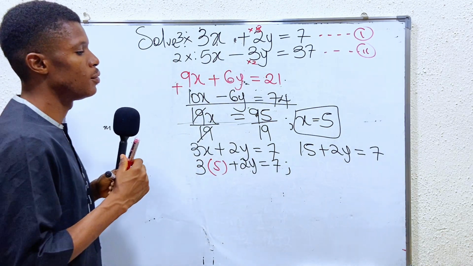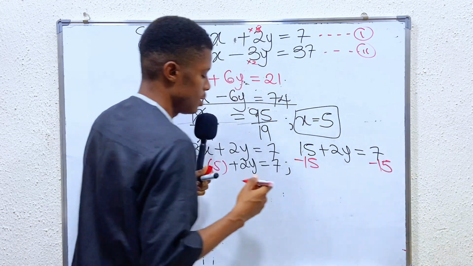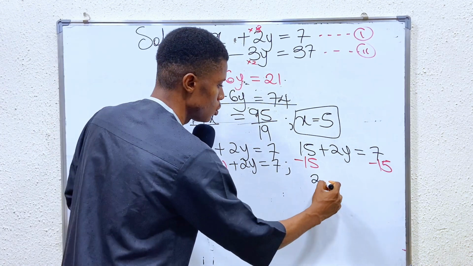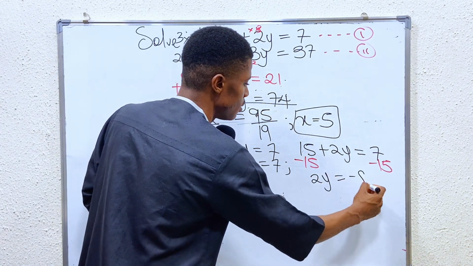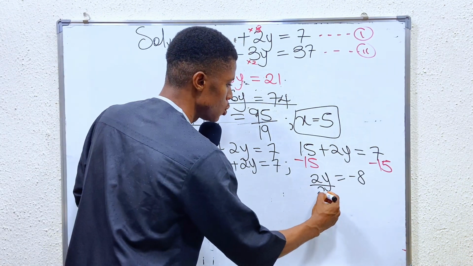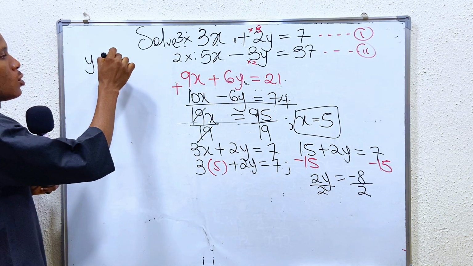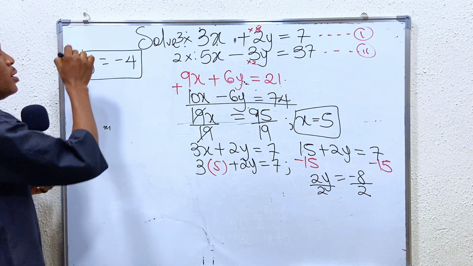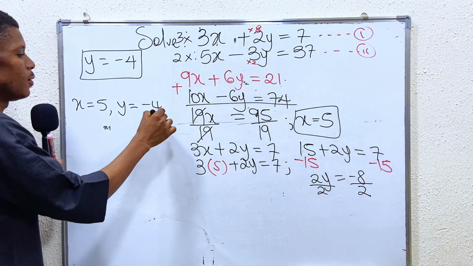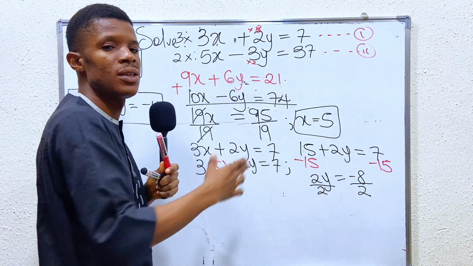To get the value of y, we subtract 15 from both sides. If you subtract 15 from both sides, you observe that 2y is now equal to minus 8, because 7 minus 15 is minus 8. To get y, you divide through by 2 on both sides, and you see that y is equal to negative 4. So in general, x is equal to 5 and y is equal to minus 4. These are the solutions of x and y that satisfy the two given equations.